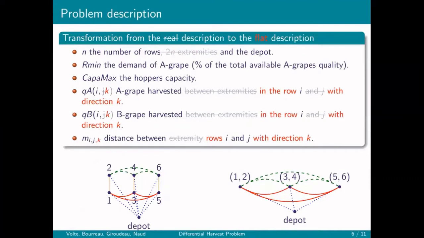For the graph representation, we choose to switch to a representation in which we consider the extremities of the row rather than the row itself. To do so, we just merge the extremities into one vertex, and we add a label on edges to consider the direction.